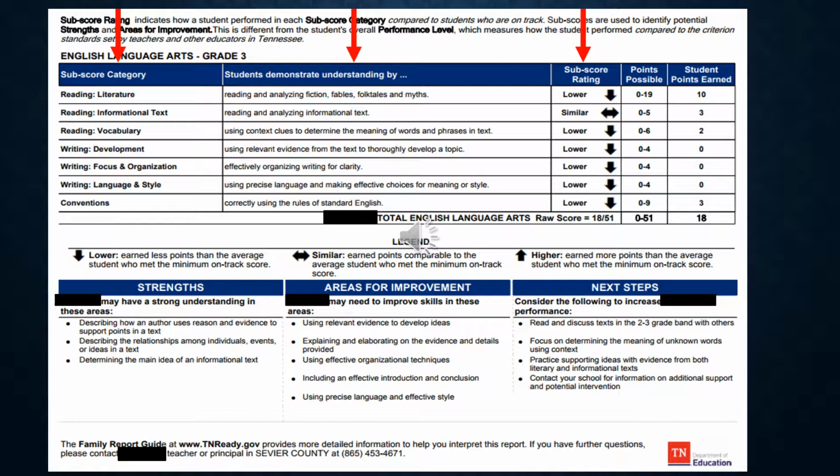The sub-score rating in the third column shows how this student did compared to students who met the minimum on-track score. So in this case, this student was similar to on-track students in informational text. This would be a strength. The other reporting categories are lower than the minimum on-track score and would be areas for improvement.